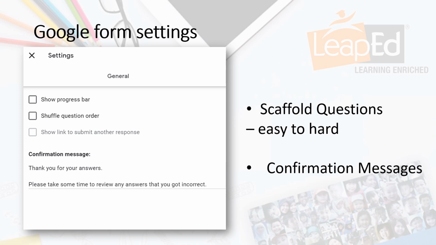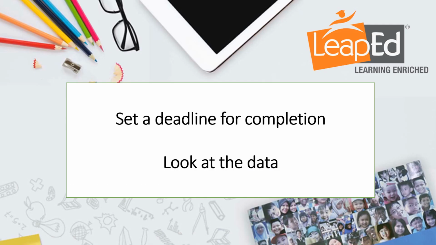This is only a short quiz, it's only 9 questions long, so I'm not going to show a progress bar, but I do not want the questions to be shuffled, because I've scaffolded those questions easy to hard. I also have added a confirmation message at the end, so I've said thank you for their answers, but I've also given them a quick call to action, and please take some time to review any answers you got incorrect. So this will prompt my participants to look back over their answers and see how they did.